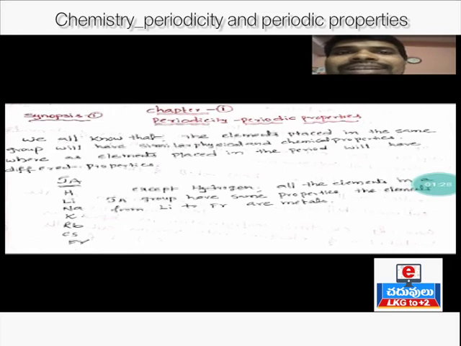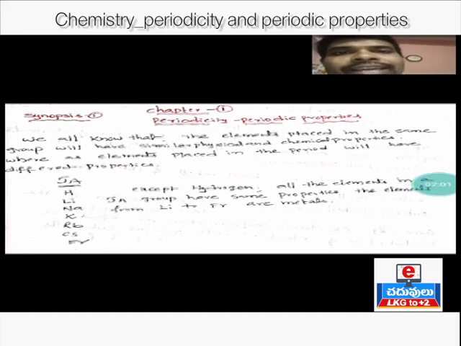Now, in the previous class, I already told you the periodic table is a table which classifies all 118 elements in a systematic manner in the form of groups and periods. The periodic table classifies all the elements in such a way that elements with the same properties are placed in the group, whereas elements with different properties are separated from one another.